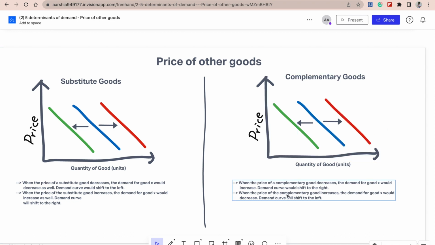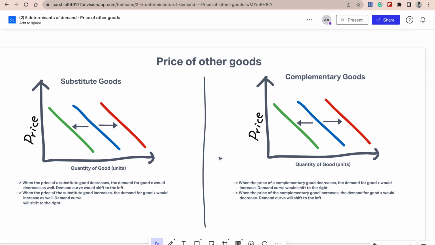But if the price of the complementary good increases, then the demand for good X would decrease. So following the previous example, if the price of rollerblades increased, then the demand for helmets would decrease, because there are now fewer consumers buying rollerblades. Therefore, there would be fewer consumers buying helmets. So the demand for helmets would decrease. So what this means for the demand curve of helmets is that it would shift to the left due to a decrease in the demand for helmets.